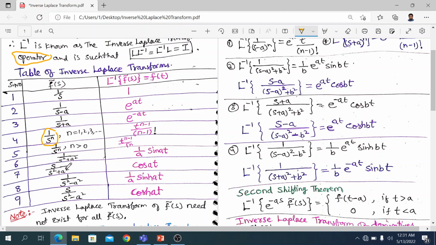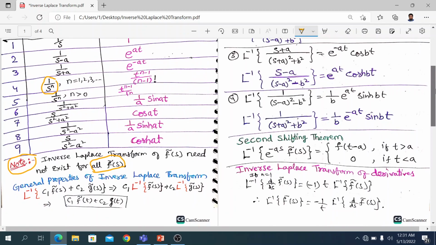S by s square plus a square is cos at. 1 by s square minus a square is 1 by a sinh at. Minus means sine hyperbolic function. So s by s square minus a square is cosh at, the cos hyperbolic function. Here you should keep in mind, note that the inverse Laplace transform of F of s need not exist for all F of s. There are some functions where you don't have any inverse Laplace transform.